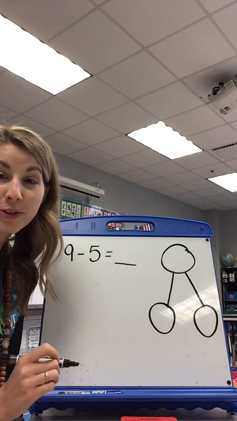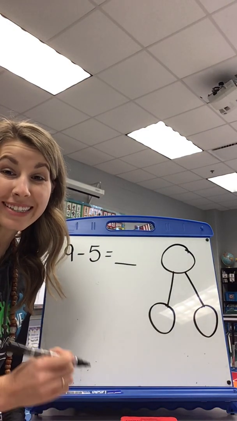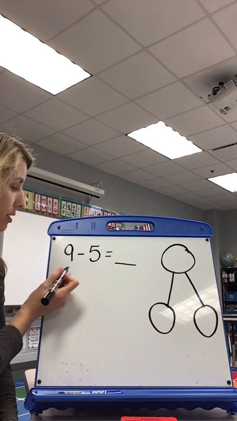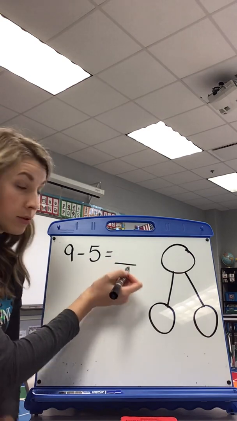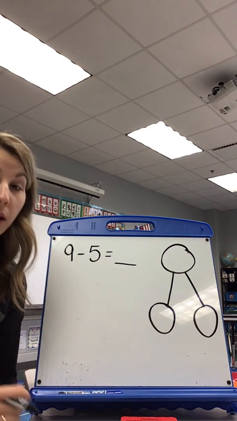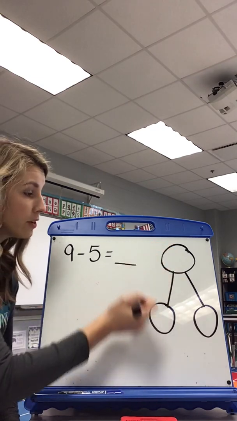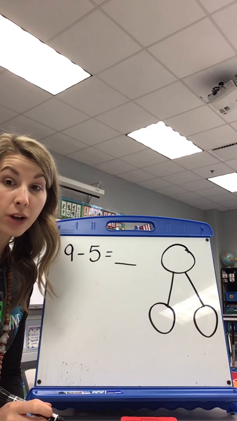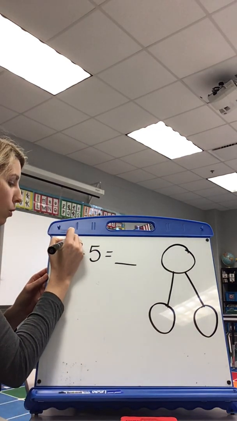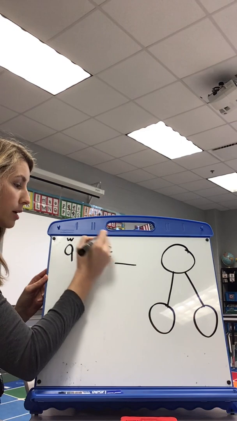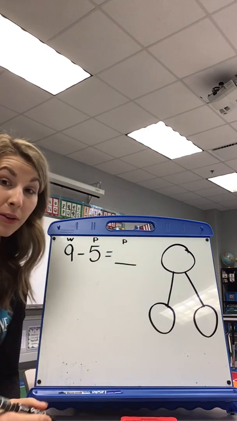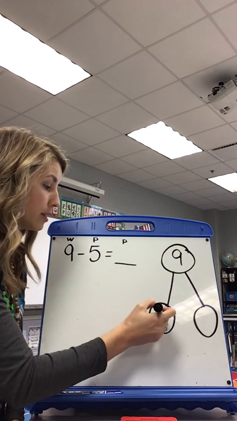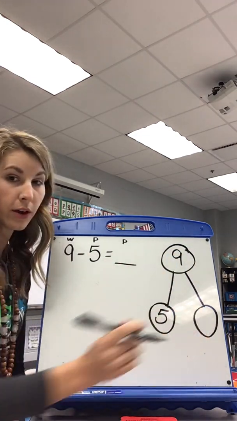Okay, boys and girls, so today's strategy is going to be taking away from the whole number. So you see our number sentence up here, 9 minus 5 equals, we don't know. So the smart thing to do is always fill out your number bond first. Now, if you remember from my first video, subtraction is whole minus part equals part. So let's fill it in. 9 is the whole number, 5 is the part, and we don't know the other part.